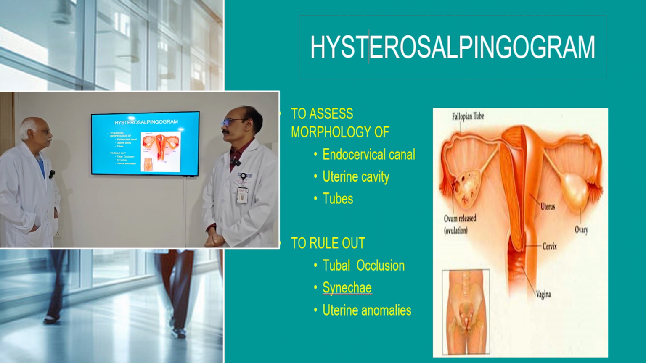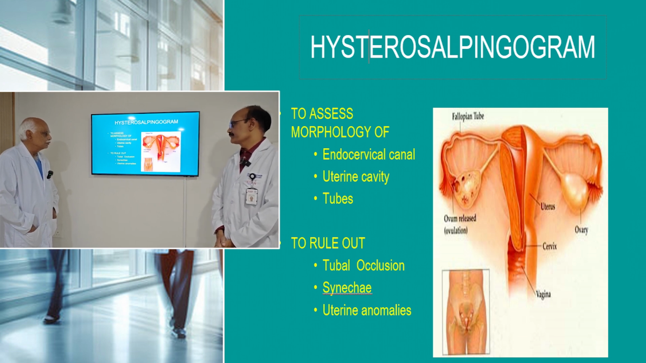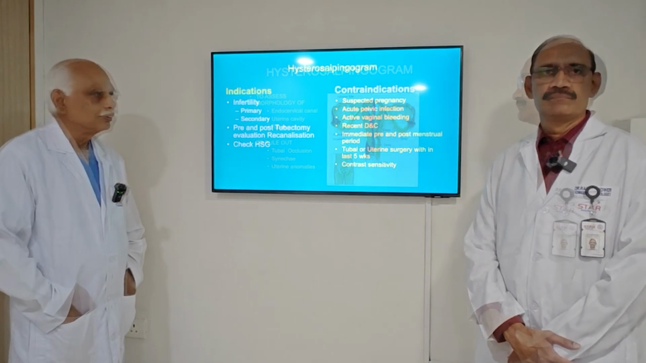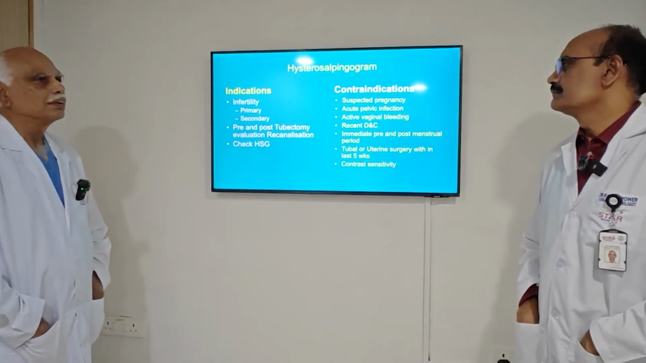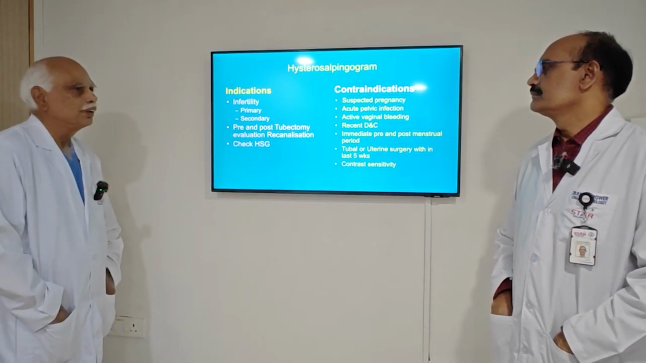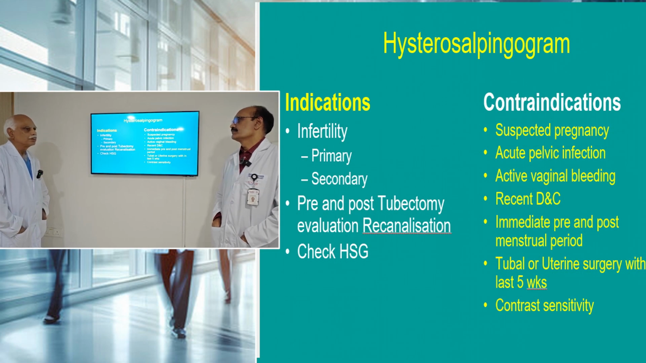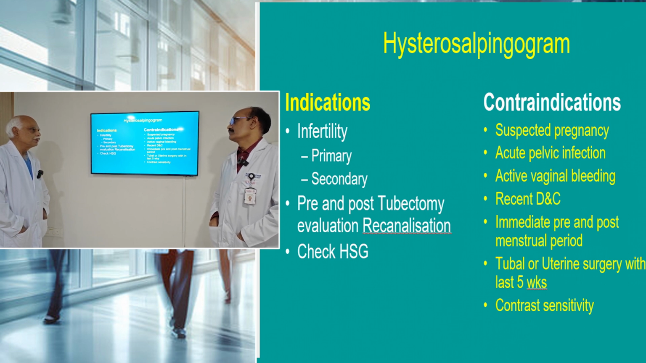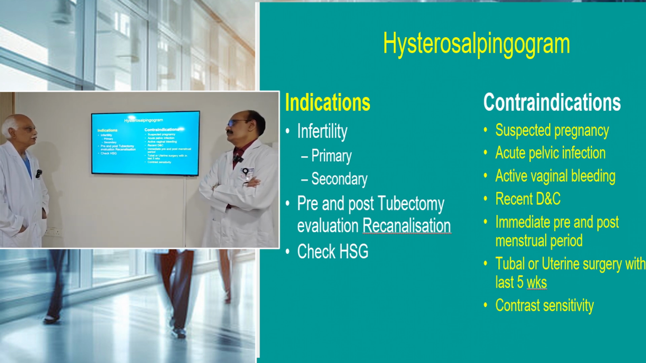It is done to assess the morphology of the endocervical canal, uterine cavity, and tubes, and to rule out any tubal occlusion and abnormalities like synechiae and uterine abnormalities. So what are the indications? Indications are infertility, which can be primary or secondary. We can also evaluate the tubes after tubectomy and the post-reversal status of the tubes.